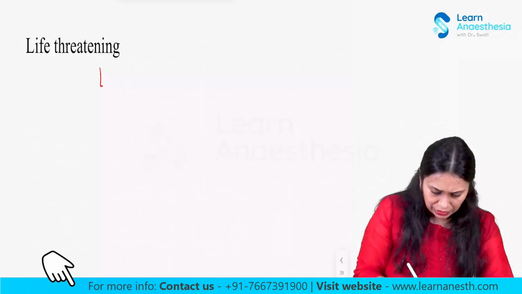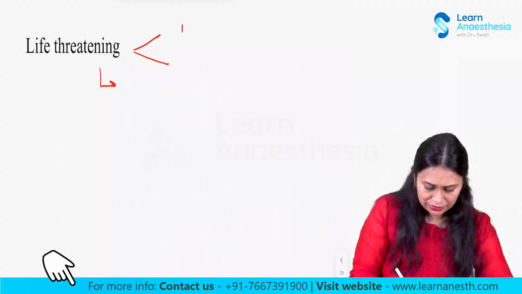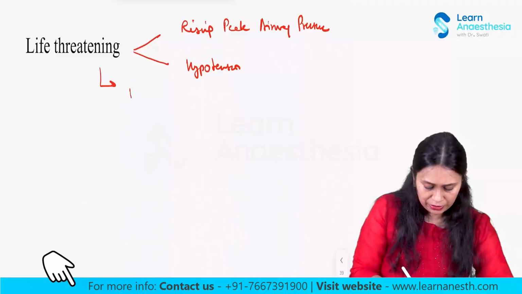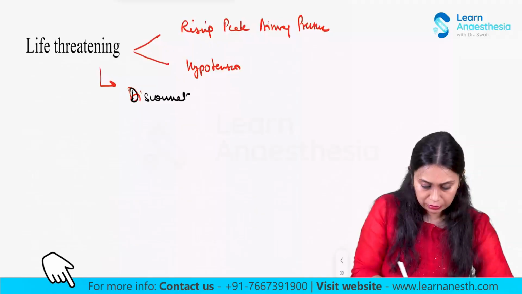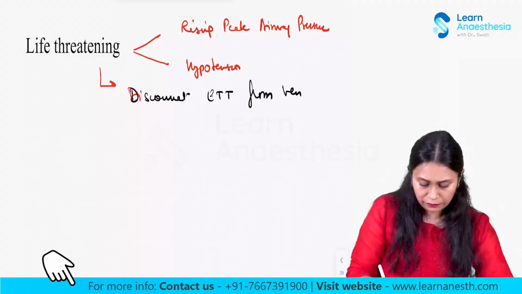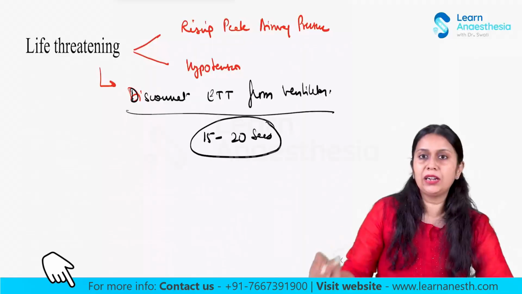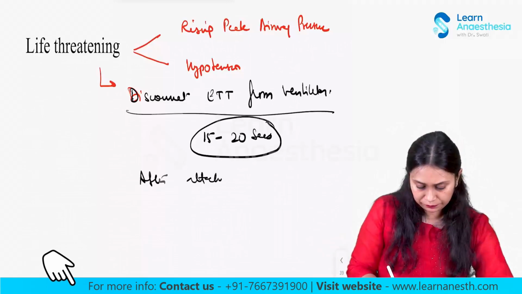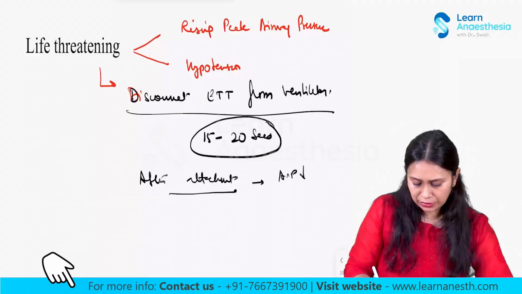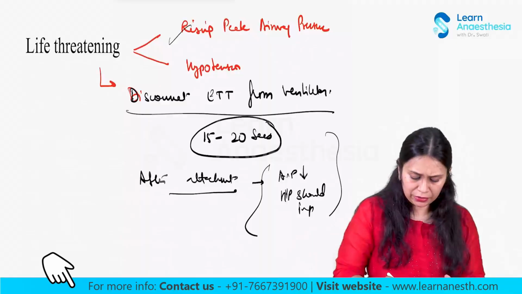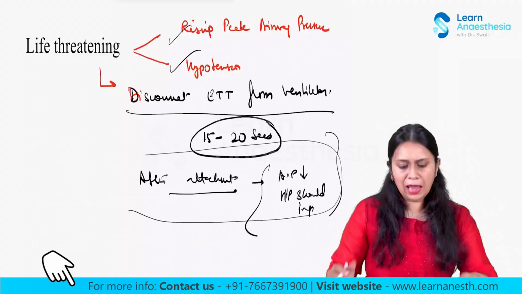So we suspect. What do we do in the life-threatening case? What is the life-threatening condition? It is a very rapidly rising peak airway pressure and hypotension developing. So in this case, we disconnect the endotracheal tube from the ventilator, right? For 15 to 20 seconds, right? And after reattachment, the airway pressure should decrease and the hypotension should improve. If this is happening, definitely the diagnosis is confirmed and we have resolved the life-threatening condition. Life-threatening were these two. After achieving this, we will manage as a non-life-threatening condition.